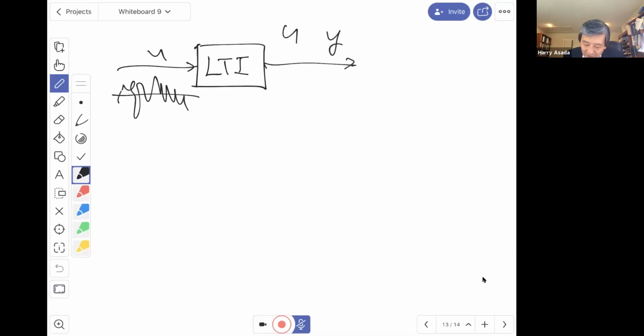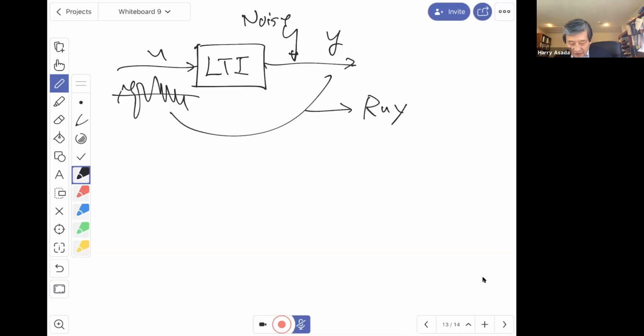Even though some noise comes in, we take the correlation between the two, R_uy, and this is great. It's actually independent of noise. That's great.